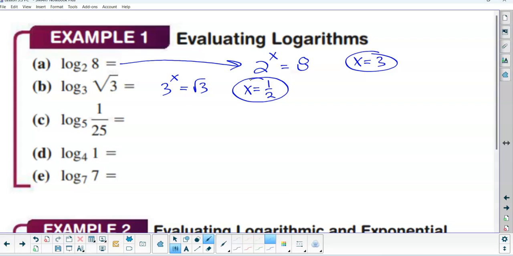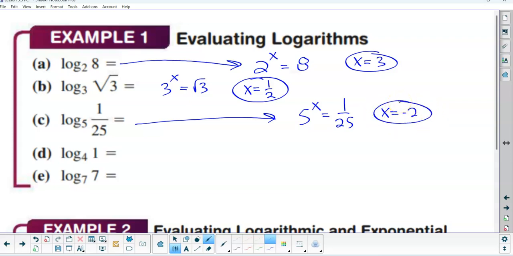Next one we have the log of 1/25 base 5. And so that's the same thing as 5 raised to something equaling 1/25. Well, 5 squared is 25, and so 5 to the negative 2 would be equal to 1/25. So that's how we get a result of negative 2. Part D, we have the log of 1 base 4. So this means 4 raised to some power equals 1. And of course that answer is 0.